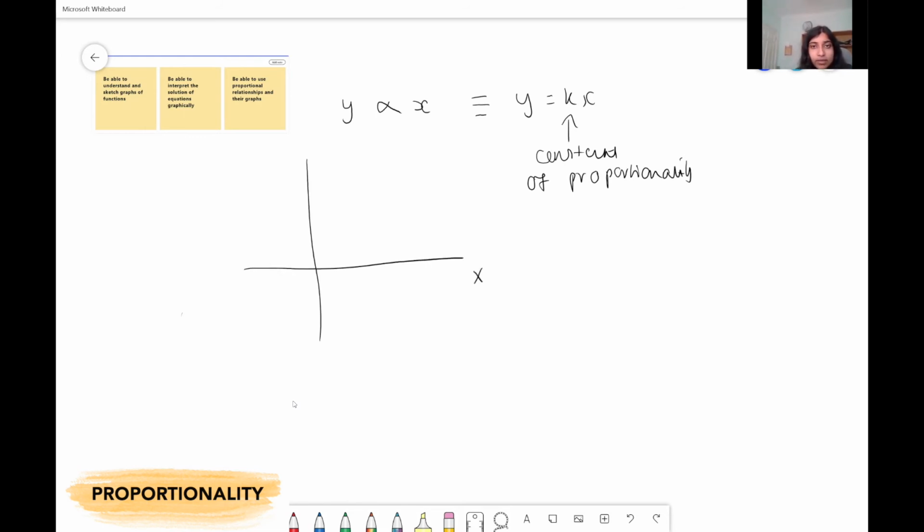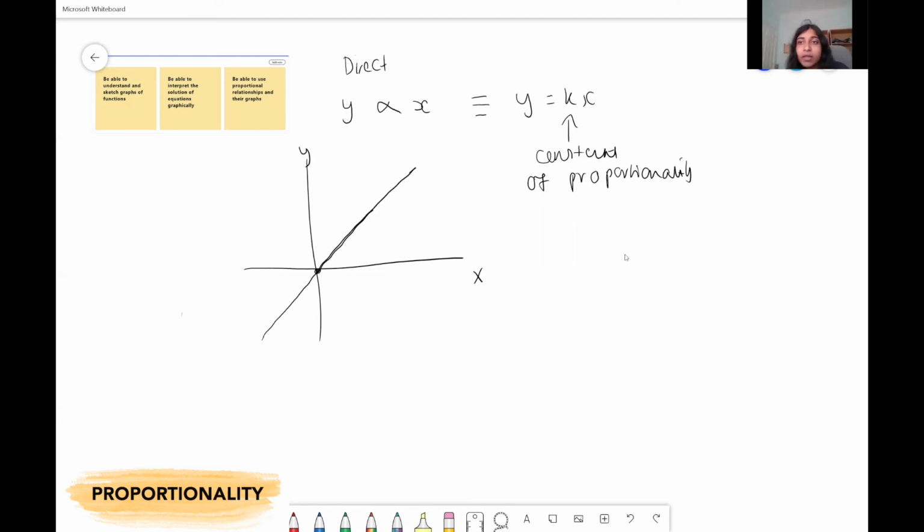against, so x is here and y is there, as you know, it's just y equals kx, with k being the gradient of the graph. The graph would just look something like this. It would just be a straight line going through 0, and the gradient will depend on what k is. So that's just an overview of direct proportionality.